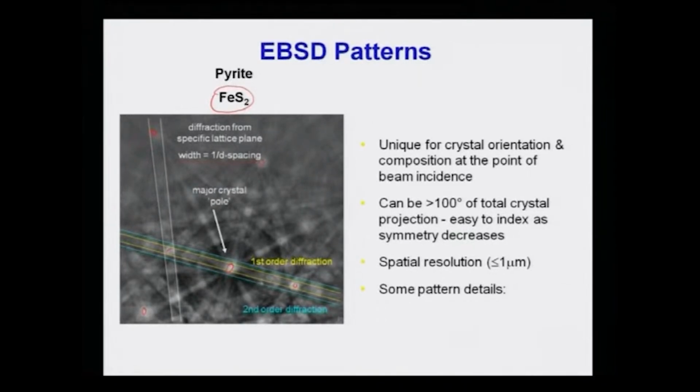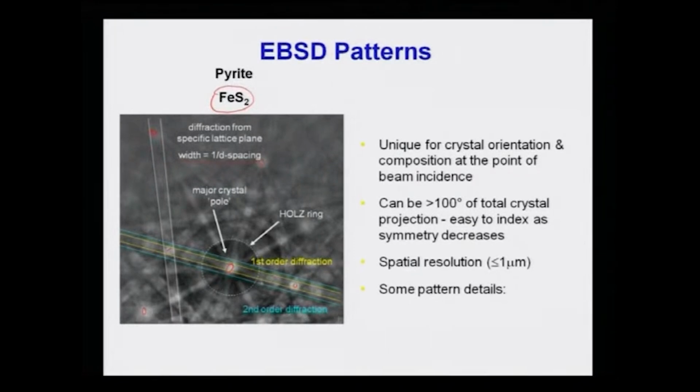So, this is a major pole axis, as I just told, because there are so many lines meeting, and the bands are meeting at this point, and this is what is called HOLZ, high order Laue zone, rings.